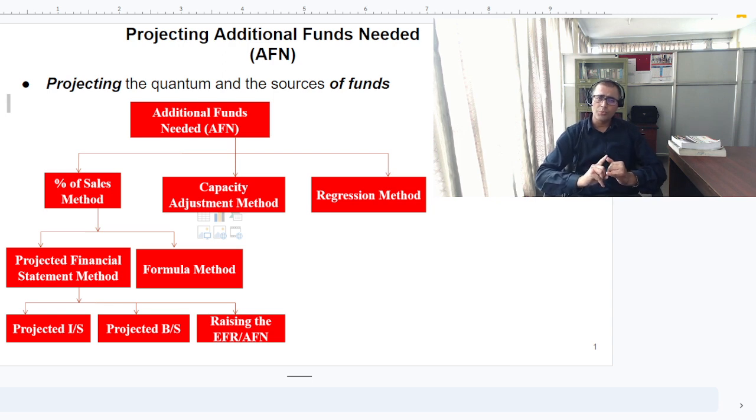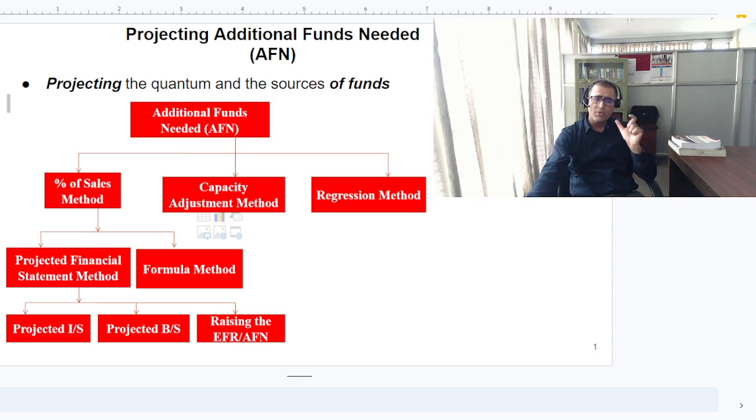One is the projected financial statement method. When we say financial statements, it includes your income statement, balance sheet, statement of retained earnings, and the fourth one is the cash flow statement. Projection is all about it. We try to project or estimate for the coming future. Okay. Now, assessing your overall financial requirements.